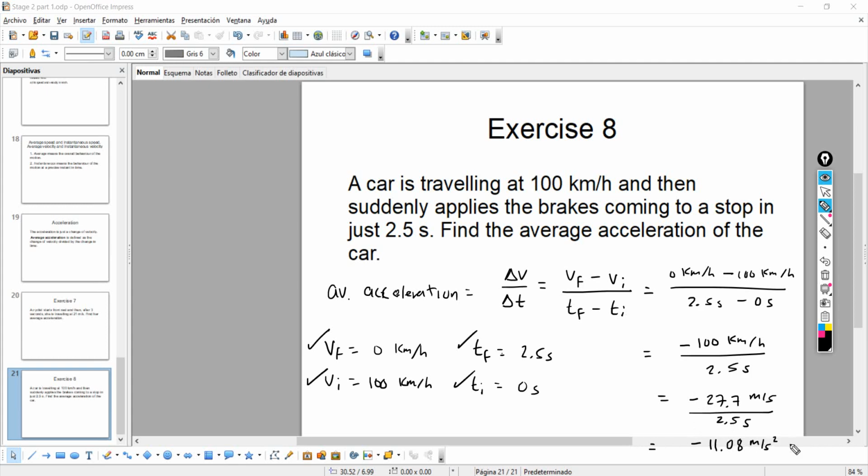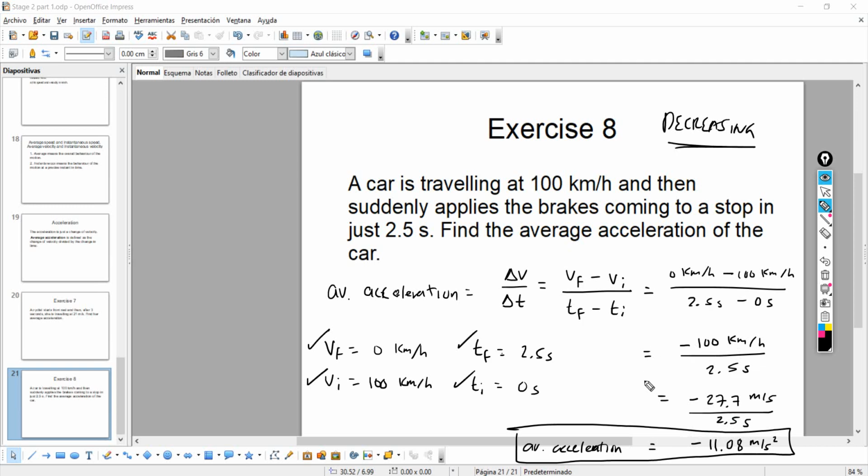Remember, we're talking about acceleration, so the units of time should be squared. And this is the average acceleration. That's it. So what does this mean again? It means, guys, that during this motion, during the braking period, the car was decreasing its speed by 11.08 meters per second each second. Okay, it was decreasing its speed.